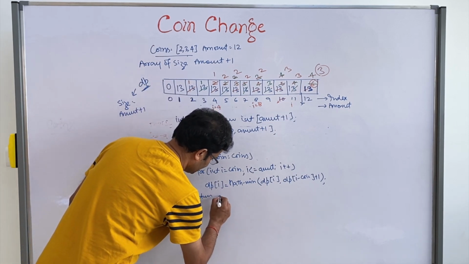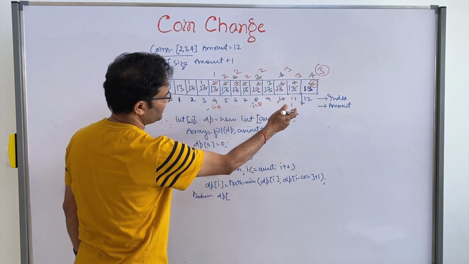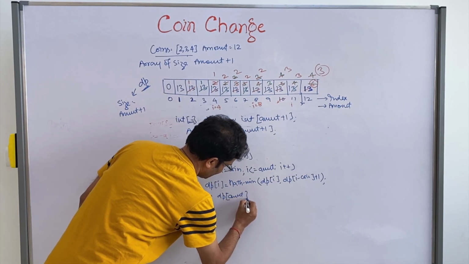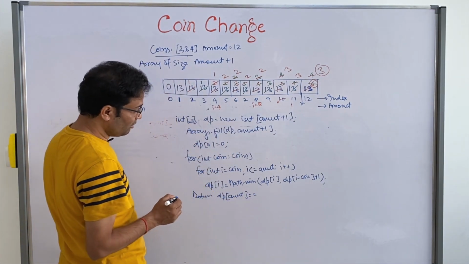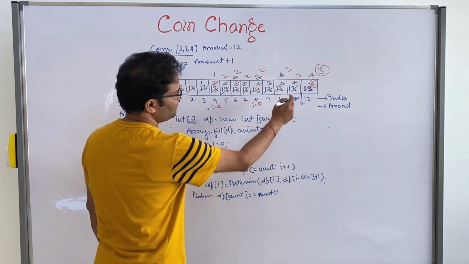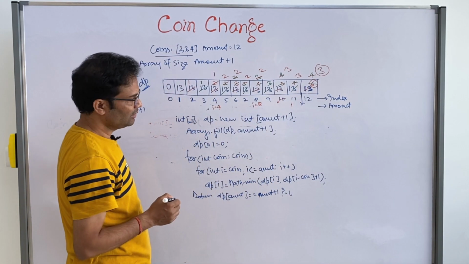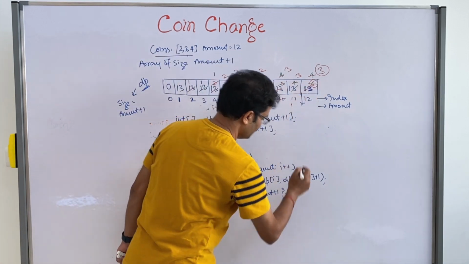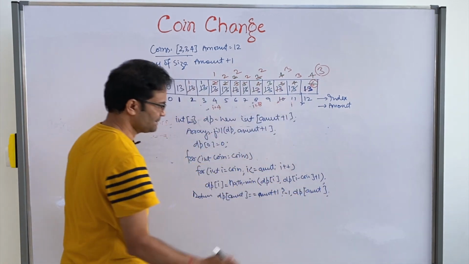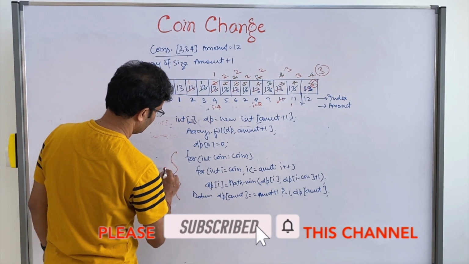You first check the dp last index, right? You can say the amount is also there. So dp[amount]. If this is equal to amount plus 1, means if this is 13, in that case you return -1, otherwise return the number that is here. I will explain in the code also. This is the whole code, so only this much code is sufficient to finalize.